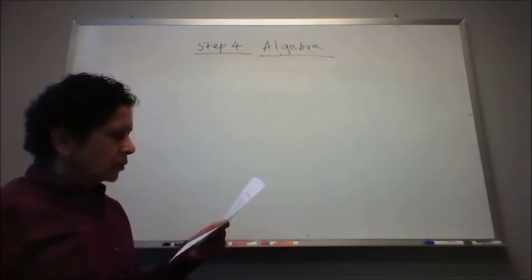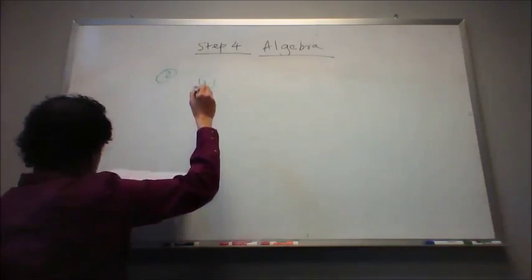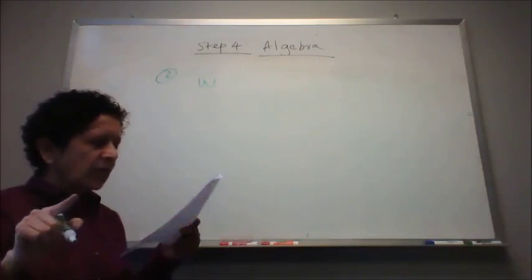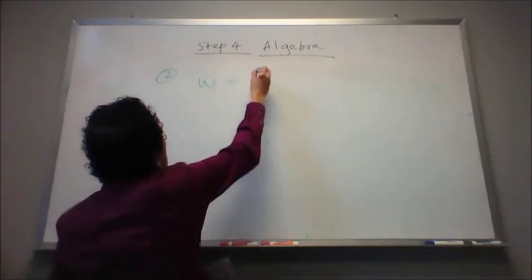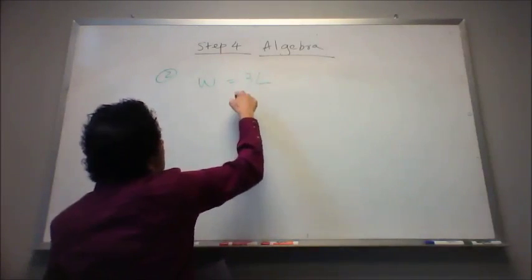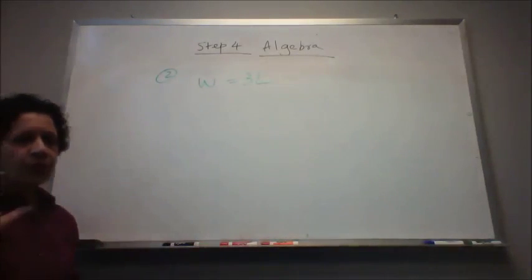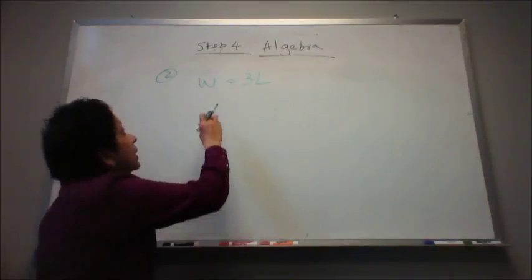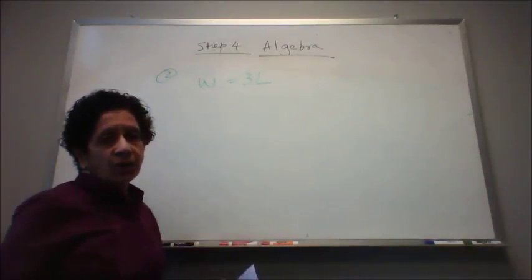Okay. So the second problem says that they won 3 times as many games as they lost. So if they lost L games, 3 times L is how many games they actually won. So the first step is writing down this equation: number of wins W equals 3 times the number of losses, 3L.